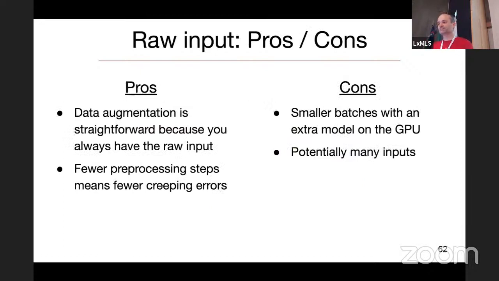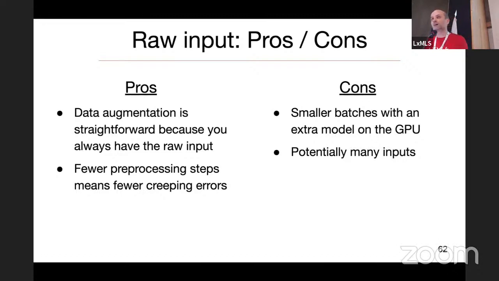So if I had to summarize some of the pros and cons here, one of the big pros is that data augmentation is now straightforward because you're working directly from the raw input. You're reading the images from an Arrow file or from a disk. There are fewer pre-processing steps, which means you have fewer creeping errors, like you installed the wrong version of Faster R-CNN and you wasted 2 weeks extracting visual features.